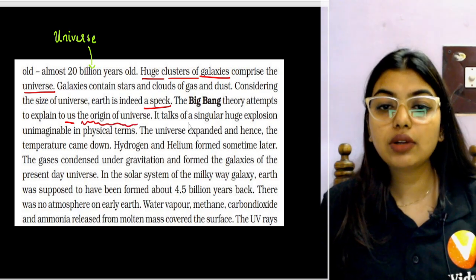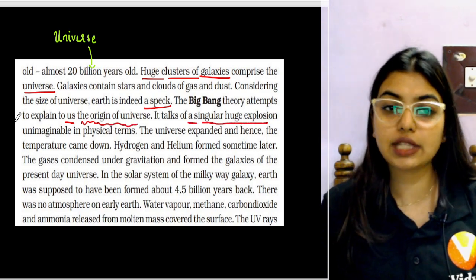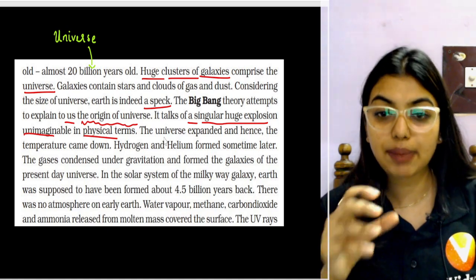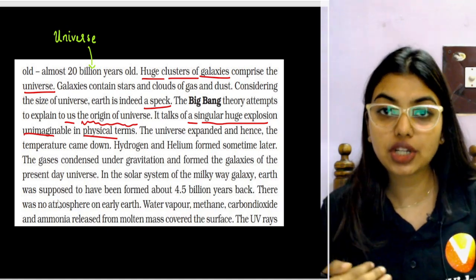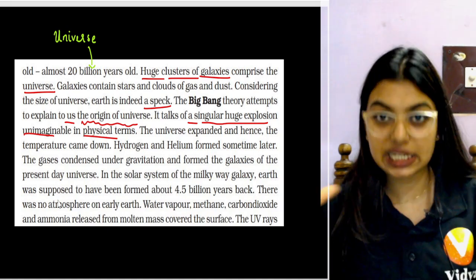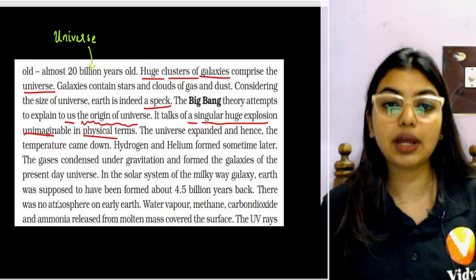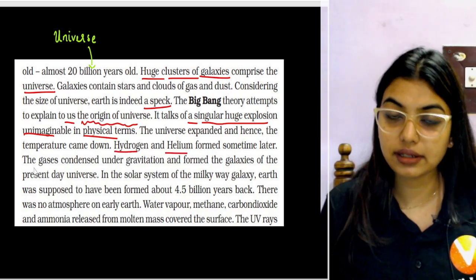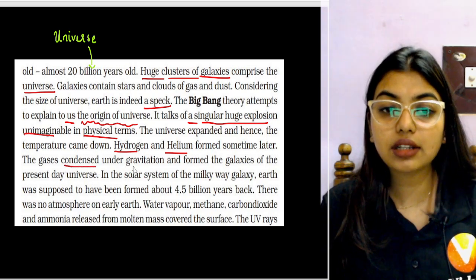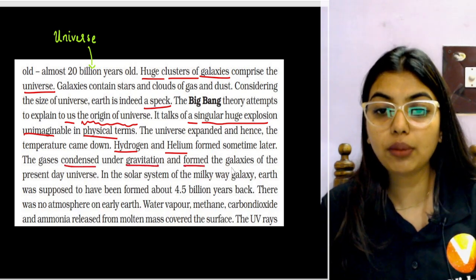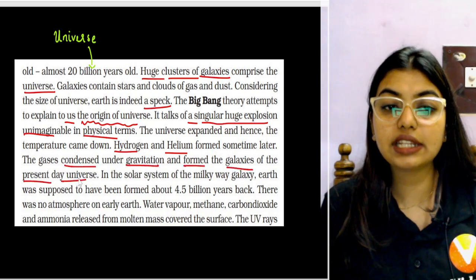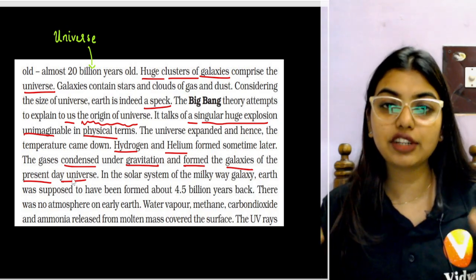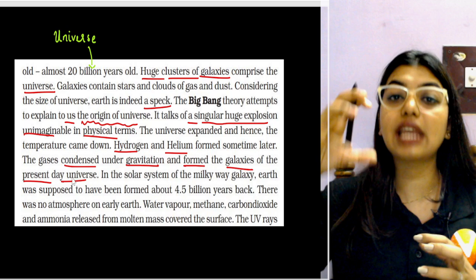It talks about a singular huge explosion, unimaginable in physical terms. The universe expanded and hence the temperature came down. That led to the formation of hydrogen, and helium formed sometime later. The gases condensed under gravitation and formed the galaxies of the present day universe.